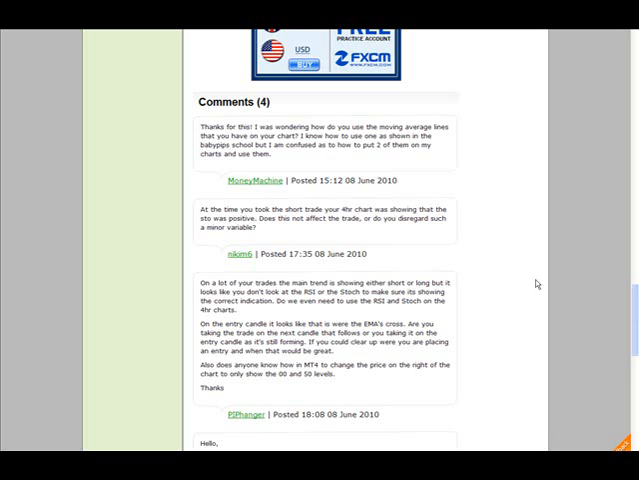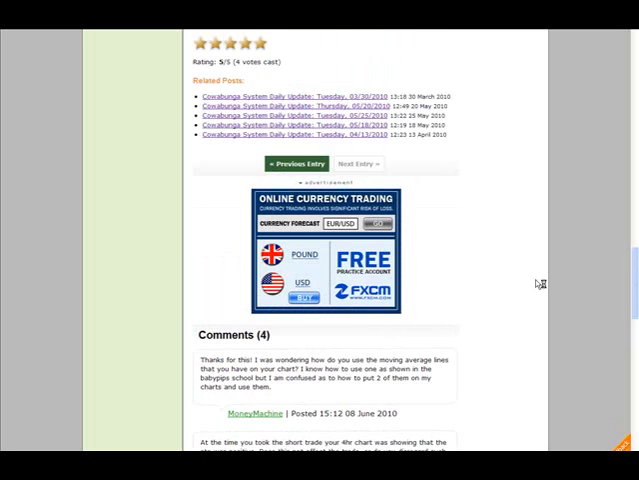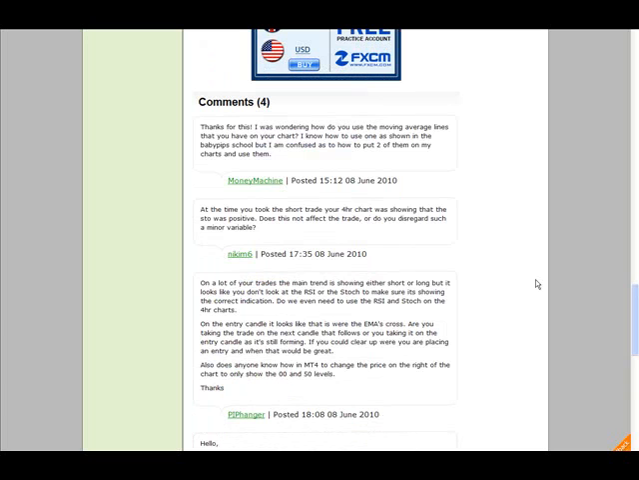Money Machine wants to know about the EMAs and/or the moving averages, how to put it on the chart. It depends on the charting system, but you just add two separate moving averages for different values. One is usually faster than the other, and then you make sure you apply it to the actual chart.